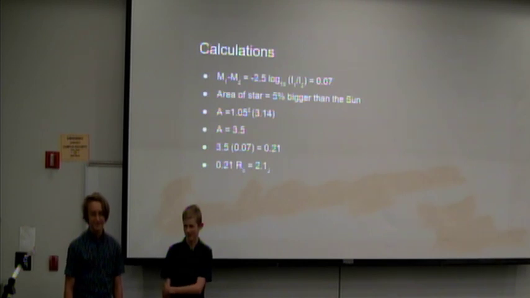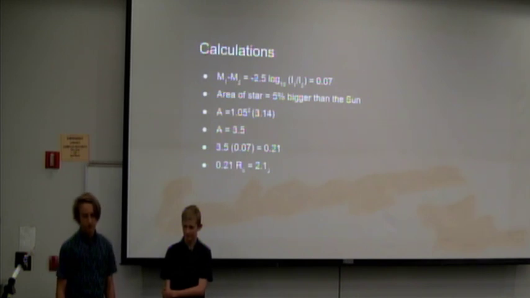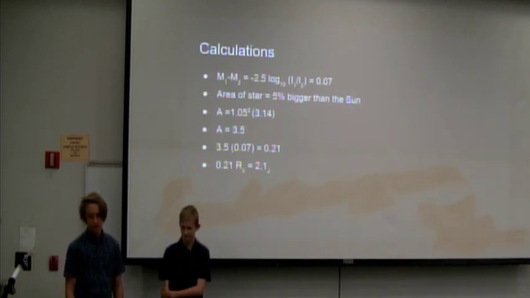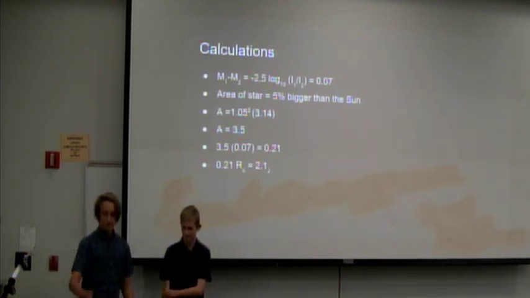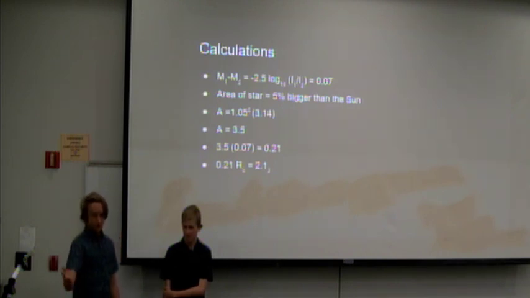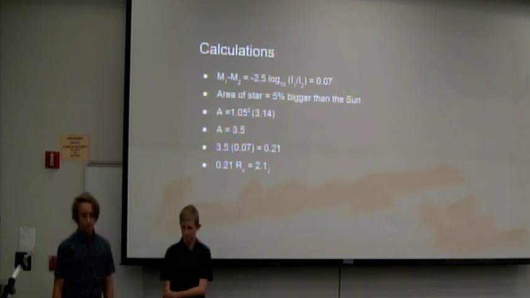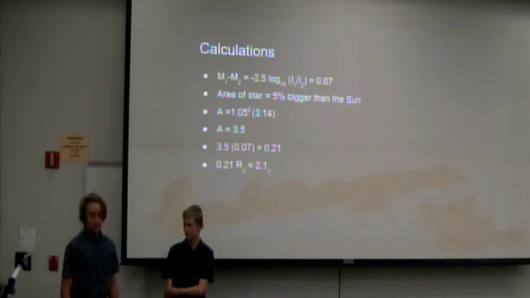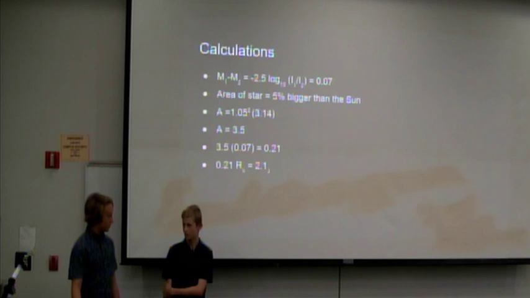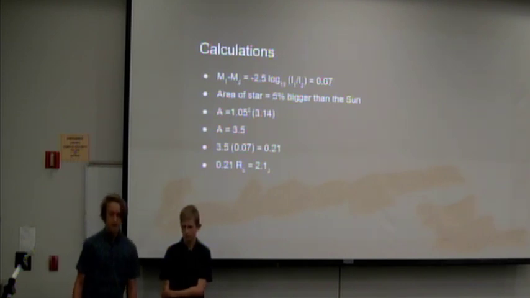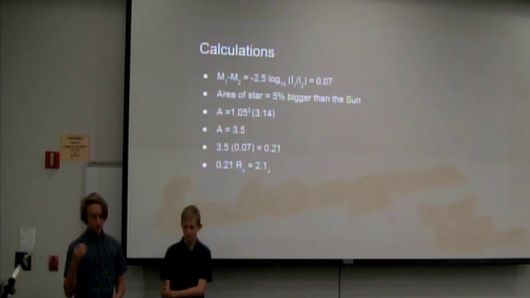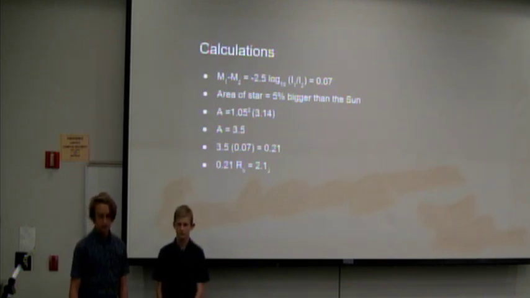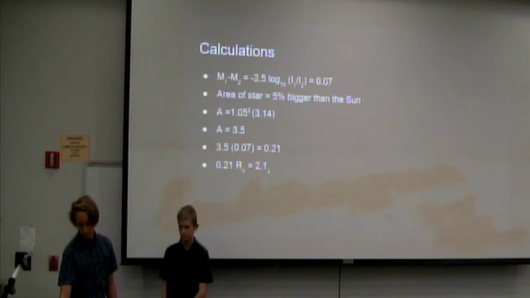Okay, so these are just some of the calculations. Magnitude 1 minus magnitude 2 equals negative 2.5 log base 10 times intensity 1 over intensity 2. That's 0.07. We rearranged these equations to get the radius of the object we were looking at. And it was basically 2.1 times the size of Jupiter, which is the upper limit for an exoplanet in orbit of this star. Yeah, radius of Jupiter. So basically 2.1 times the size of Jupiter, but it's the lowest possible size that a star could be in orbit of this star.